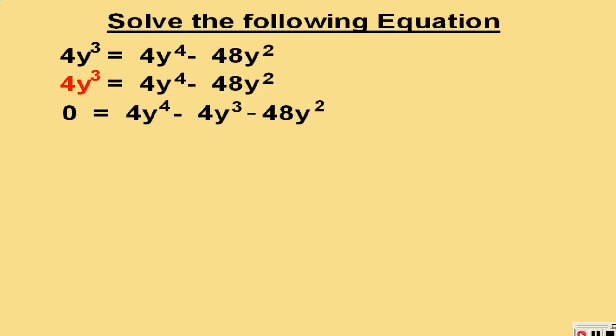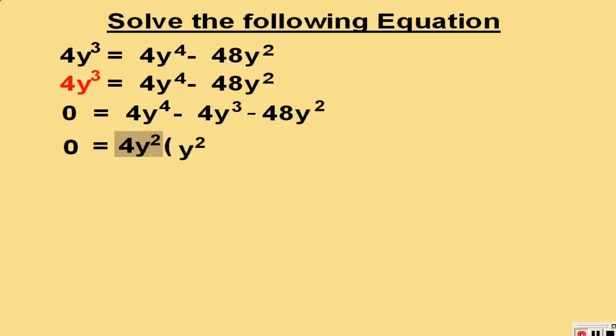The first law of factoring says to factor out common factors. The biggest number that can come out of all three numbers here is 4. The largest y that can come out of all three spots is y squared. We now must figure out 4y squared times what will equal 4y to the fourth. That will be y squared.